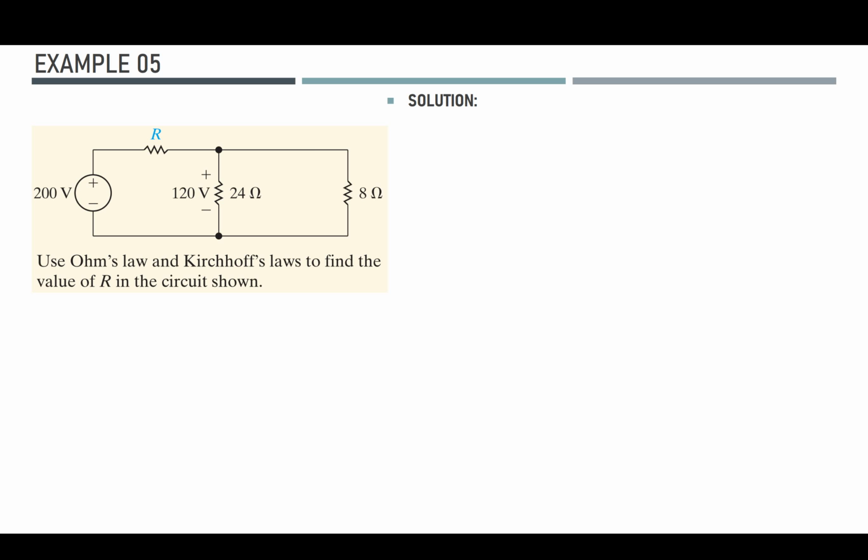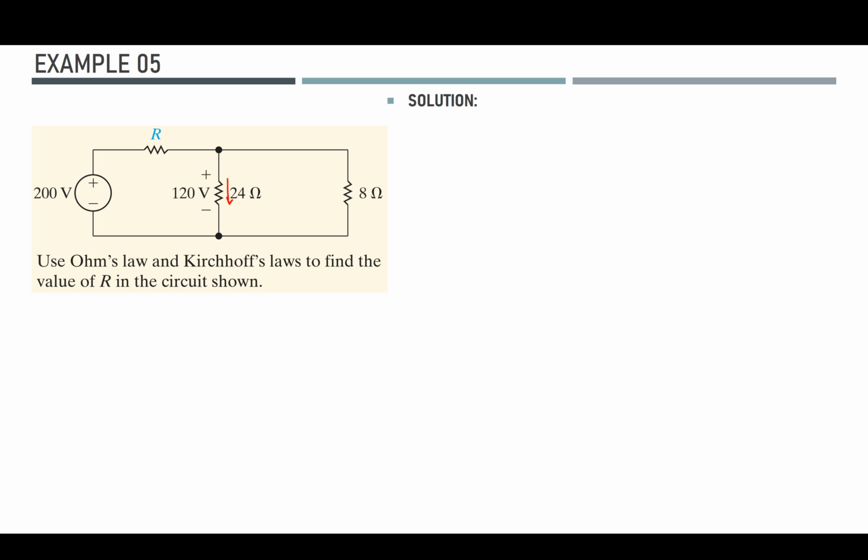In example 5, we are given a circuit, and we are supposed to use Ohm's law and Kirchhoff's laws to find the unknown value of R in the given circuit. We have 120 volts measured across the 24 ohm resistance, which also gives us some idea about the current through the resistor, which should be in this direction, because it's more positive on the upper terminal.